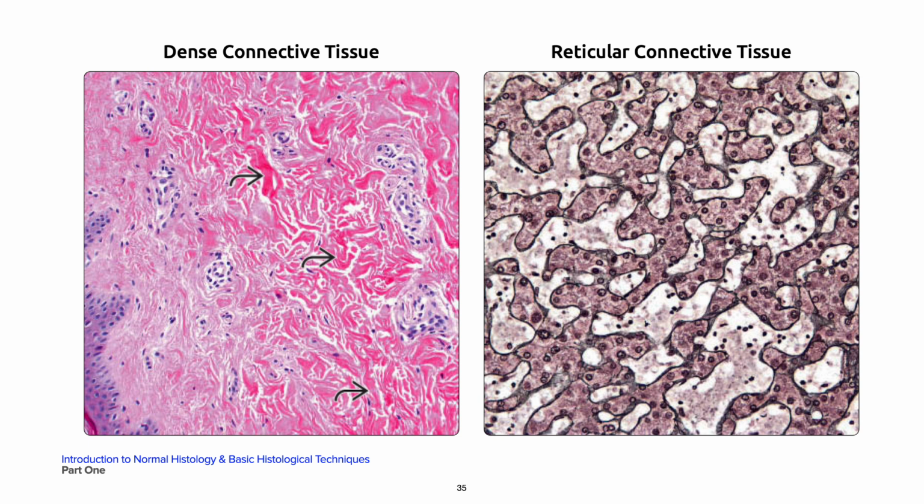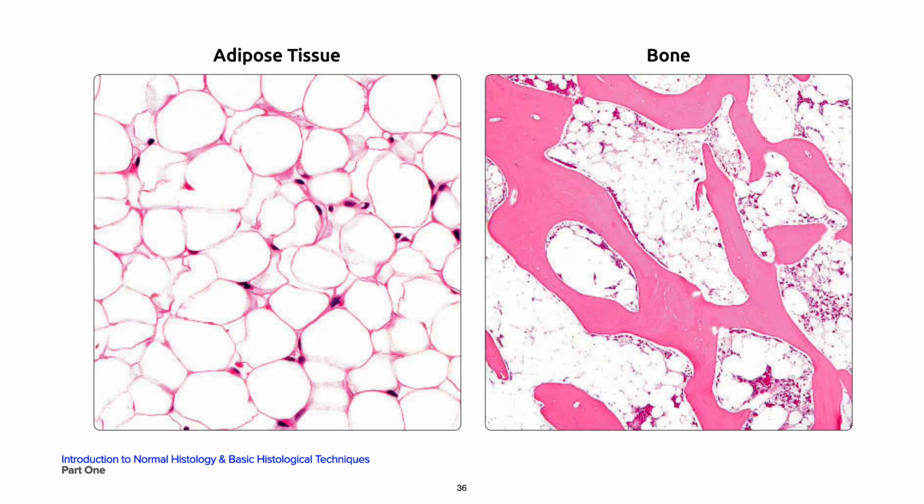On your right is the reticular connective tissue, which is composed of type 3 collagen. They form a network that makes the framework for many organs and glands. A reticulin stain shows the reticular network in the liver. They are supporting the sinusoids and hepatic cell plates.